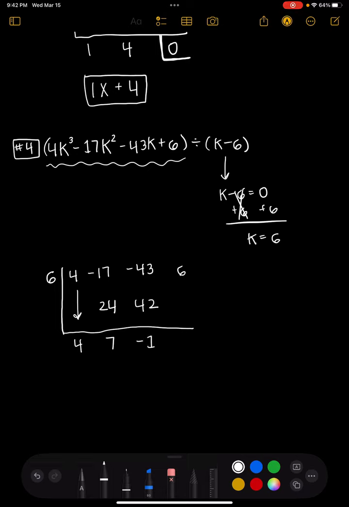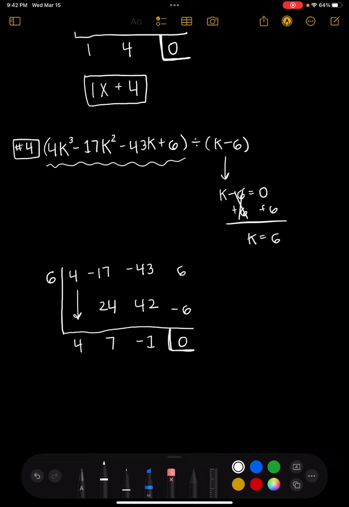And then we do negative 1 times the number on the outside, which gives me negative 6. I add the 6 and the negative 6 together, and I get 0. And the thing that's below the line is my answer. And remember, the number on the back should be my remainder, which again is 0. So now I just have to take my answer, the 4, 7, negative 1, and put my x's, or my k's in this case, back into it.